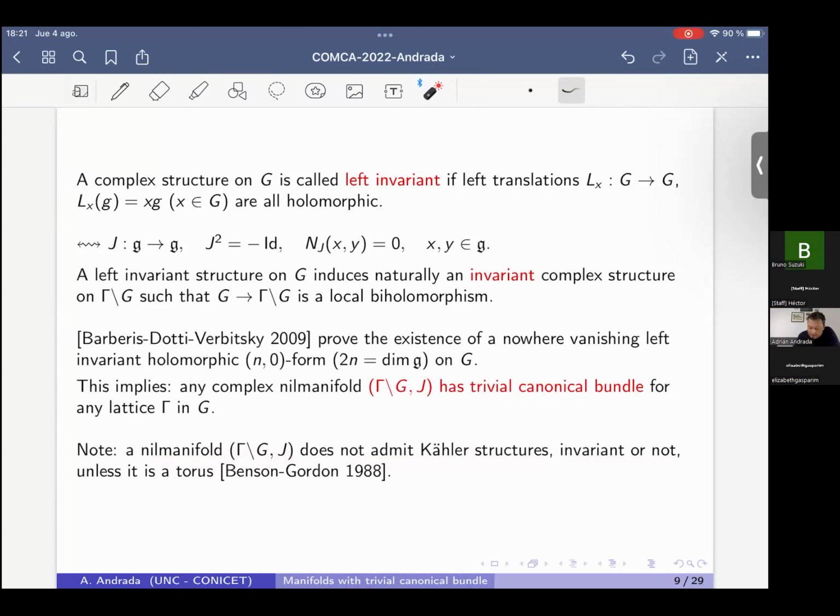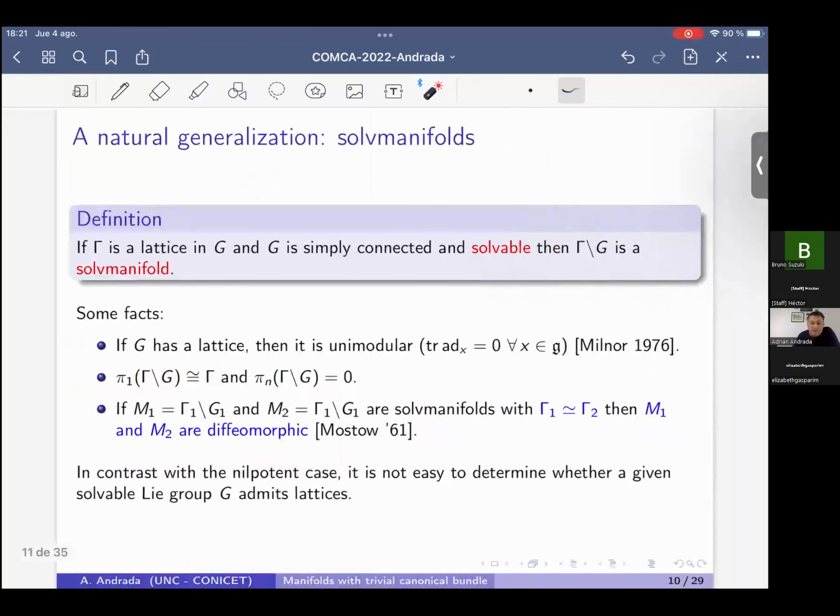But there is a natural generalization of the nilmanifolds, which are called solvmanifolds, which are the same, but simply replacing G nilpotent, and we take it now to be solvable. So if G is a simply connected solvable Lie group, and gamma is a lattice, that is, a co-compact discrete subgroup, then the quotient is called a solvmanifold. There are some shared properties with nilmanifolds, but there are others that are lost. Well, but some facts are the following.